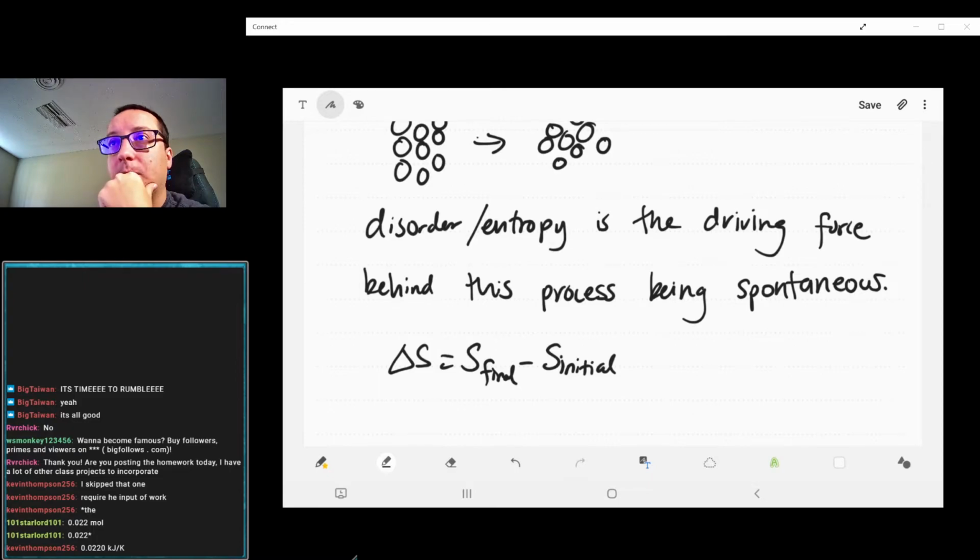Alrighty. Any questions on this problem that we did? Or just kind of how to calculate S?